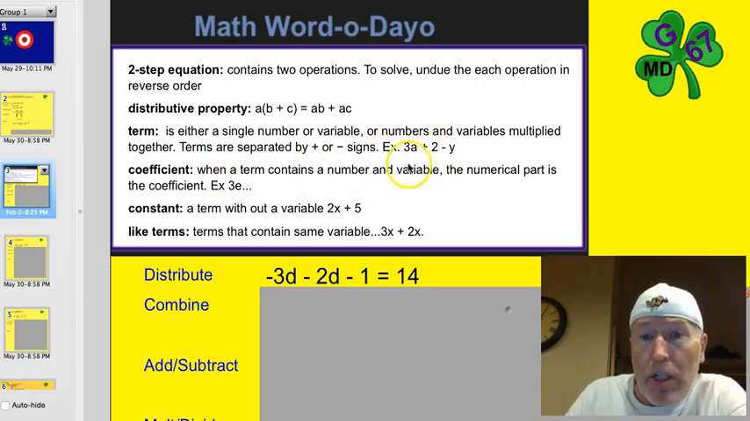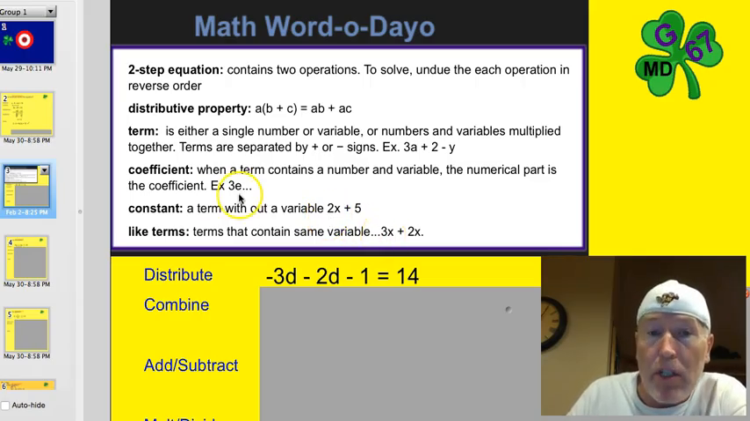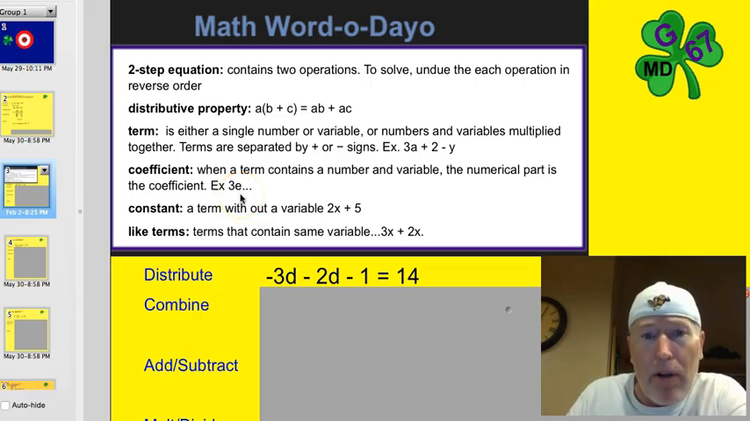Now, a coefficient is the number in front of a variable. In 3a, the coefficient is 3. 3e, 2x, 3x, all of those numbers are coefficients. All of the letters are variables. The 3 and a together make a term. Now, the constants are the numbers without any variables. This 2 is a constant. 5 is a constant. Negative 1 or minus 1 is a constant.